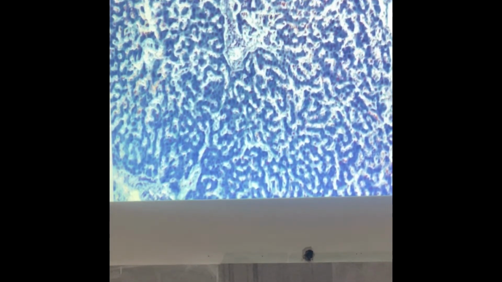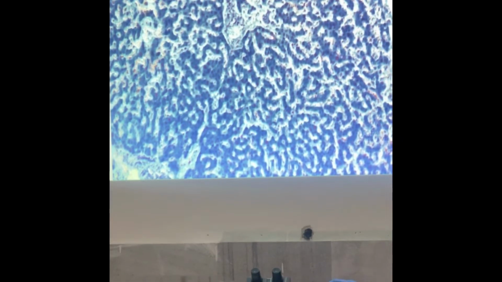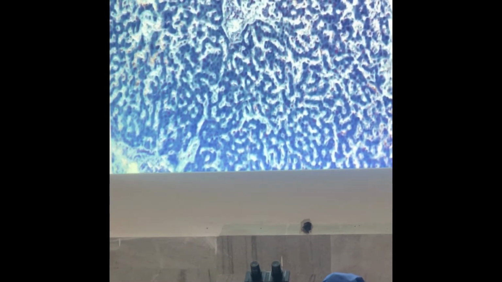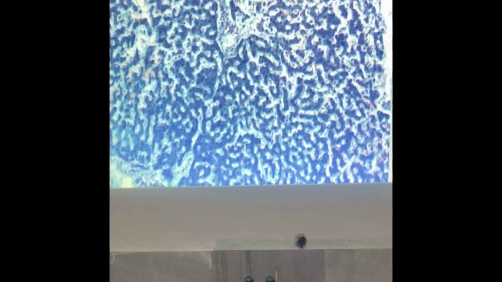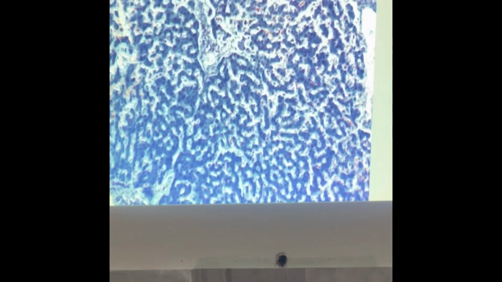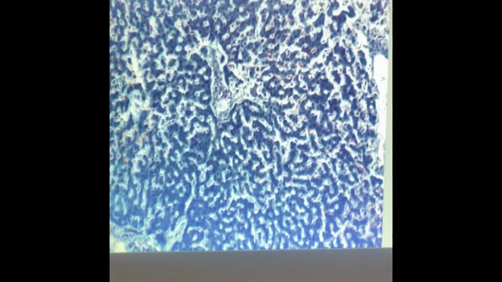What about this space? These are the hepatocytes. Between the adjacent hepatocytes we have a sinusoidal capillary. If you look at the sinusoidal capillary, it also contains a large amount of RBCs. We have congestion in the central vein and congestion in the sinusoidal capillary.